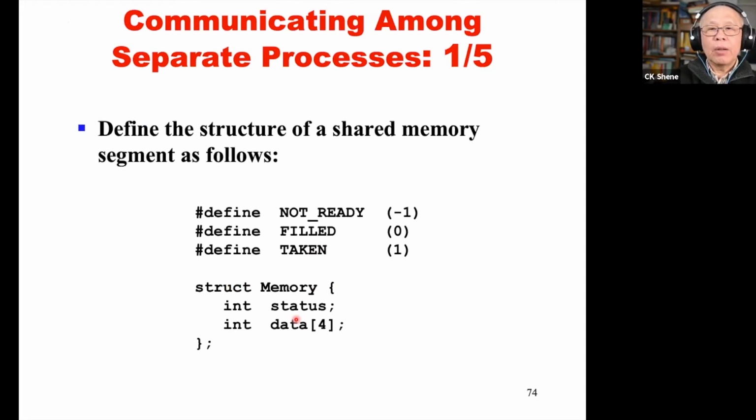Now, let's take a look at a larger program. Let's define a few constants: not ready, filled, and taken. In other words, in this program, I am going to create a shared memory to hold 5 integers. The first integer is a status. The next 4 contain 4 integers, actually coming from the ARGV of the coding program.